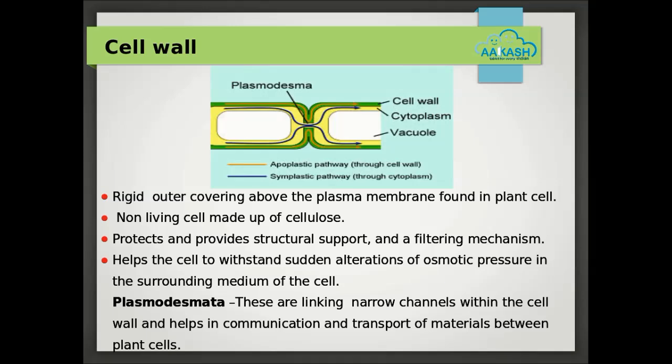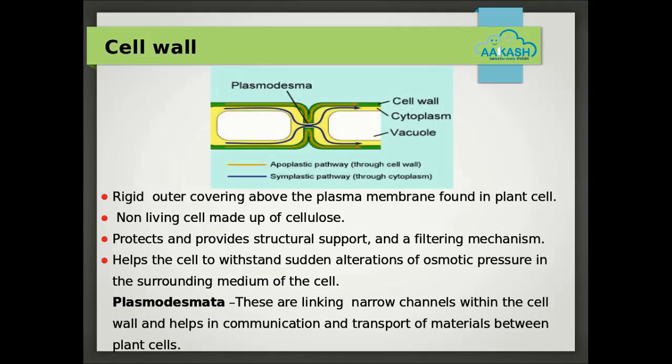Cell wall. The cell wall is a rigid covering layer above the cell membrane in a plant cell. It is also found in some bacteria, fungi, and algae. It provides support and protection to the cell and also provides shape to the cell. It is made up of cellulose. The cell wall is a permeable membrane and allows the passage of small molecules and small sized proteins.